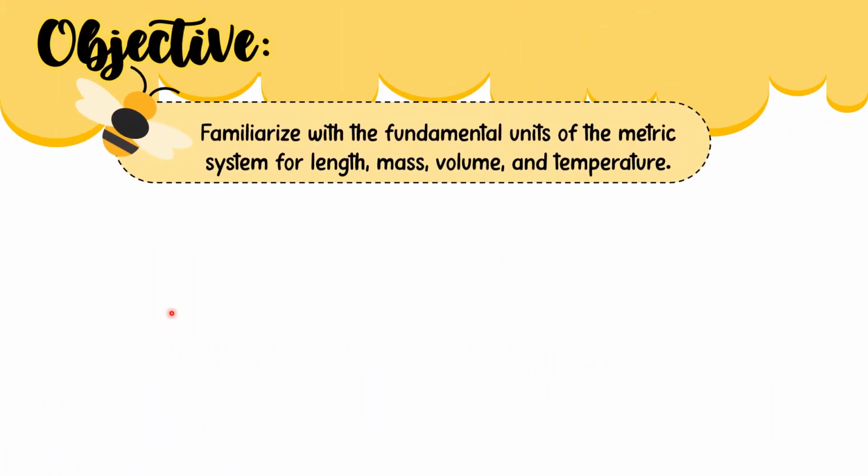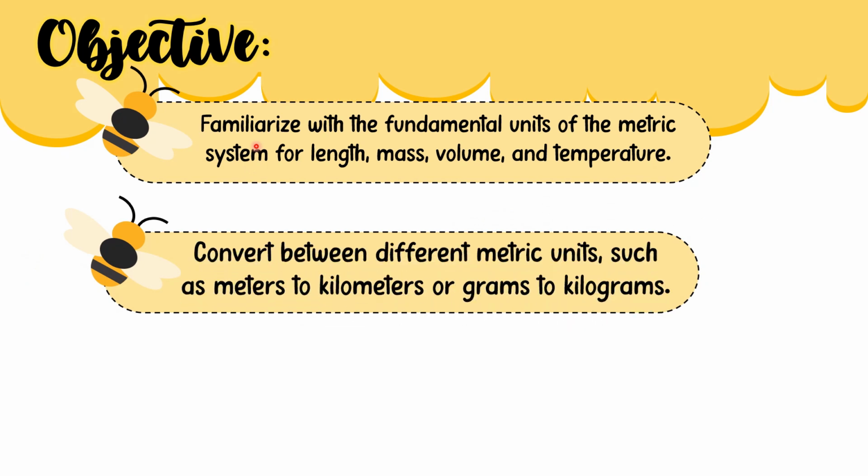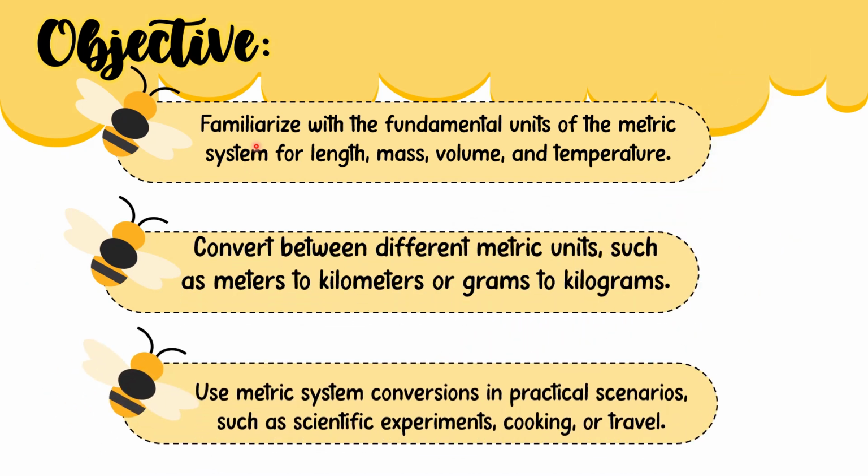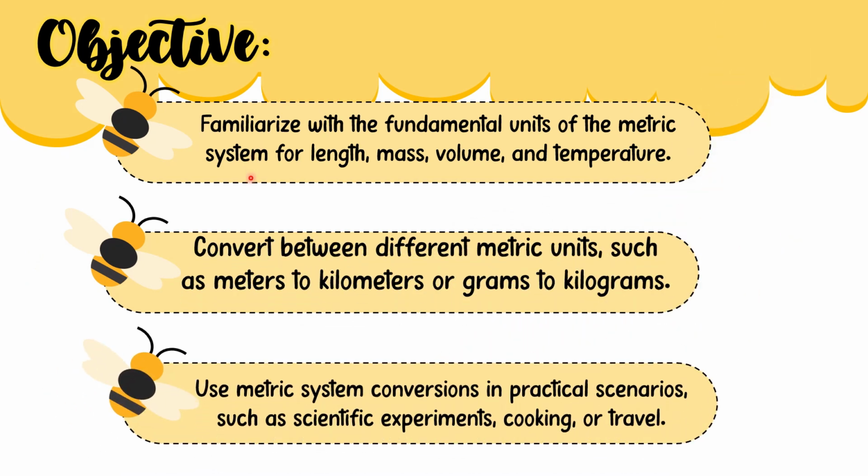These are the objectives for this lesson. First, familiarize with the fundamental units of the metric system for length, mass, volume, and temperature. The second one, convert between different metric units such as meters to kilometers or grams to kilograms. The last one, use metric system conversions in practical scenarios such as scientific experiments, cooking, or travel.